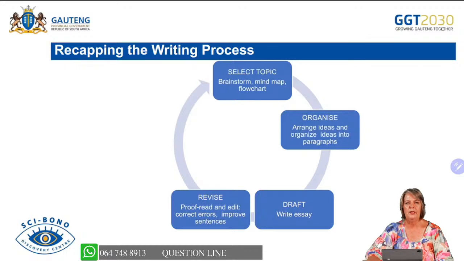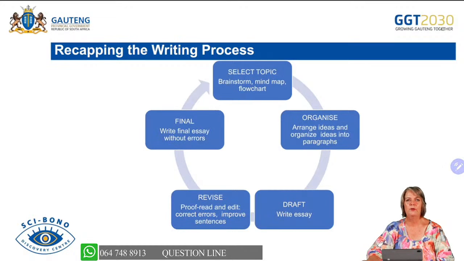To proofread means to read through your essay to make sure that it makes sense. Editing would refer to correcting spelling errors, grammatical errors. Here you might also want to choose a better word, or if you have used one word too often, you might opt to change out the word for something else with basically the same meaning. So that is when you edit.